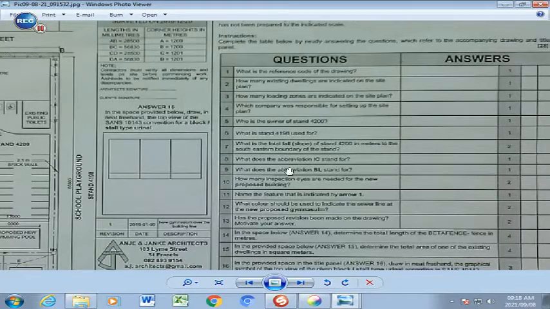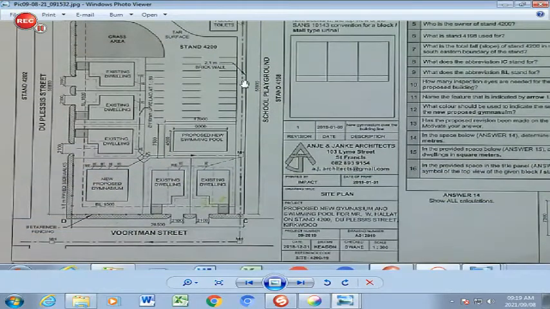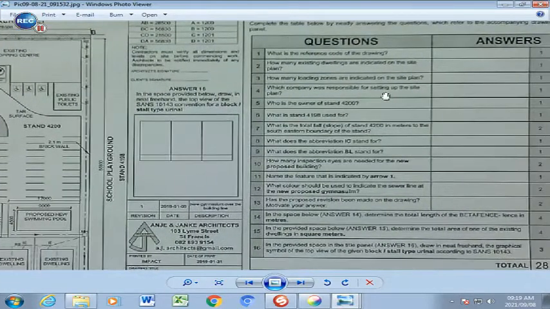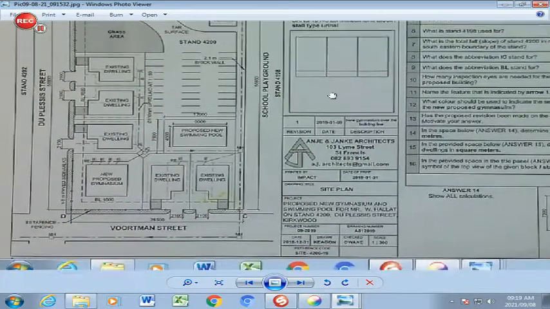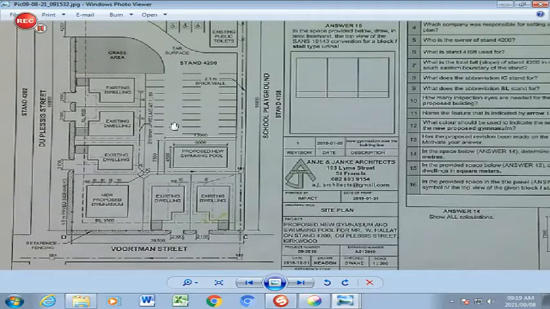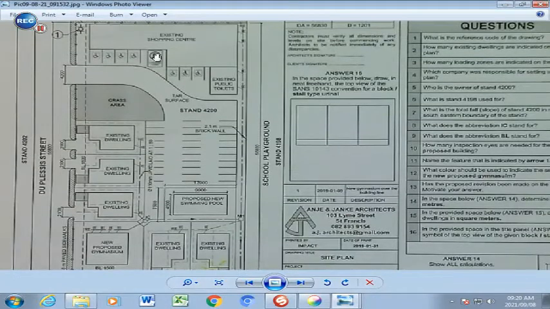Question number 2, how many existing dwellings are indicated on the site plan? You are going to look at all the dwellings here and count them, and you're going to find that there are 5 existing dwellings on the site, which you're going to write in there. Question number 3, how many loading zones are indicated on the site plan? If you scan here, you're going to find that there's only one loading zone, and that loading zone is going to be found right there.